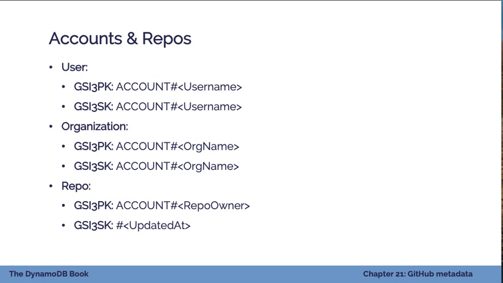And here are the patterns we're going to have. For both the user and the organization, the PK and SK will both be account, hash, and then account name. So for a user, that's going to be a username. For an organization, that'll be the organization name. Likewise, for that repo, the GSI3 PK will be that account hash and the repo owner, which will be that account name. And then that SK is going to be hash and then updated at.